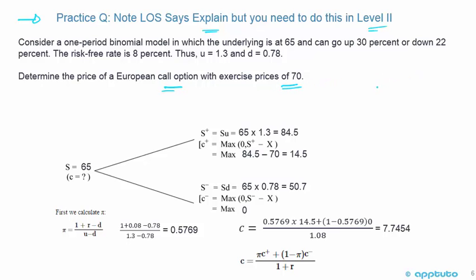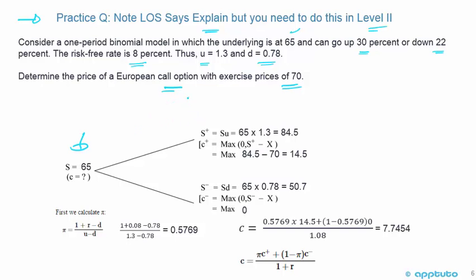So let's go through the information that they're given. In this case, consider a one-period binomial model in which the underlying is at 65. So the stock price right now is at 65. And it can go up by 30% or it can go down by 22%. The risk-free rate in this case is 8%. So therefore the up factor is 1.3, 1 plus 0.3, and the down factor is 0.78, 1 minus 0.22, okay? So we're going to determine the price of a European call option with an exercise price of 70.